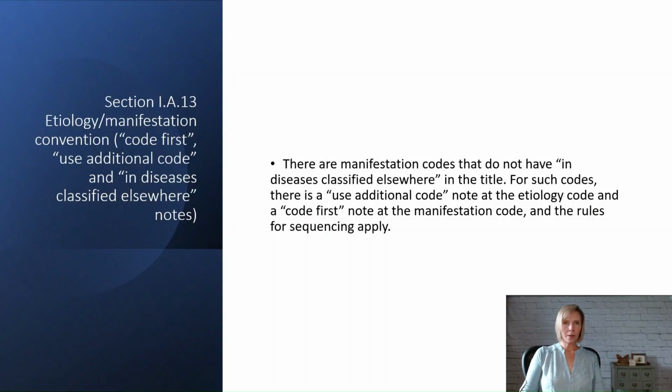Sometimes there can be codes for manifestations of another underlying condition without the code title including the phrase "in diseases classified elsewhere." In these cases, there will be an instructional note at the etiology code telling you to use an additional code for the manifestation, and another instructional note will be found at the manifestation code telling you to code the underlying condition first. These conditions follow the etiology manifestation coding convention, and the sequencing rules apply.